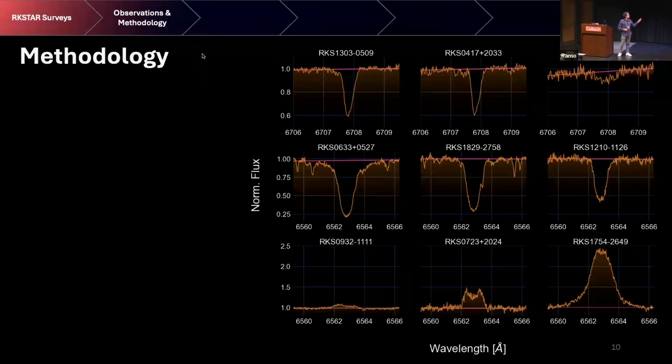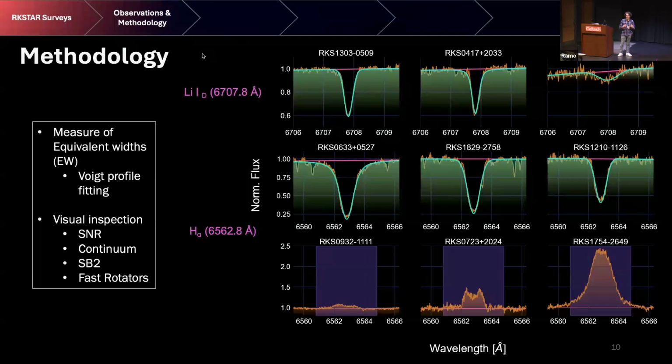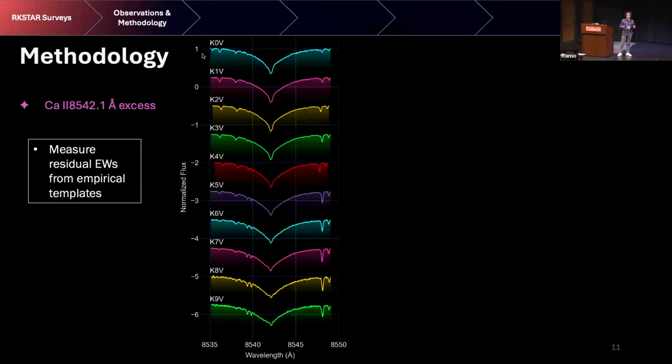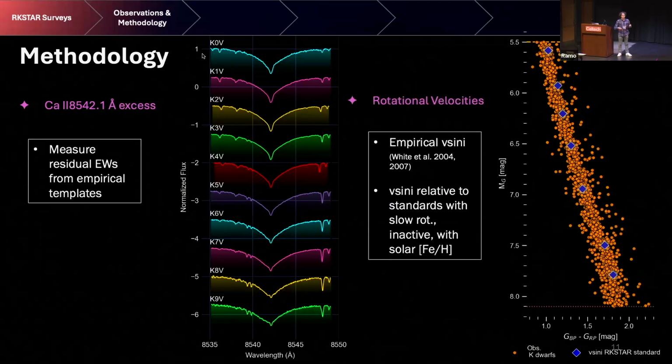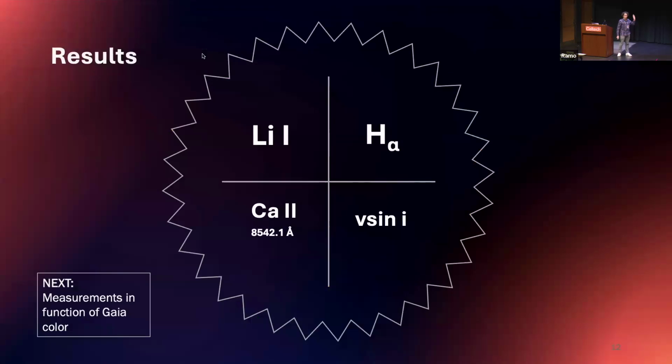My methodology: these are examples of spectra. In the top panels are the lithium lines, and you see I'm accounting for the continuum. Then I have examples of H-alpha in the middle and bottom panels. I use profile fitting for absorption lines and integration by windows for emission lines. Every spectrum was visually inspected for whether the continuum was correct, the signal to noise, any cosmic rays, etc. To measure activity in the calcium line, I subtract the empirical templates I made from the actual spectrum and measure the residual equivalent width. Then, after identifying all the active stars, the young stars, etc., I select inactive mature stars to create vsini standards that I use to measure vsini. Now I'm going to show you the results for these four features.